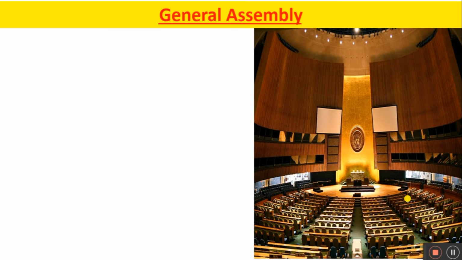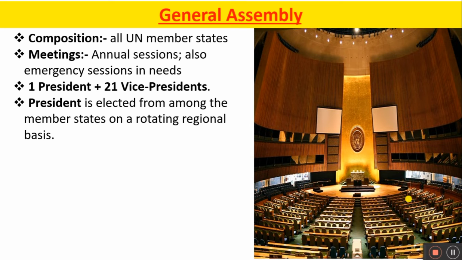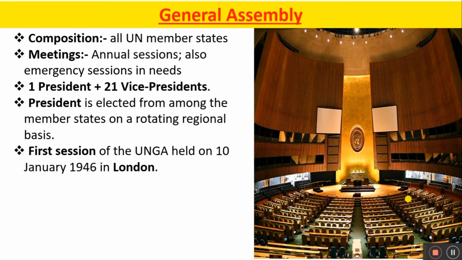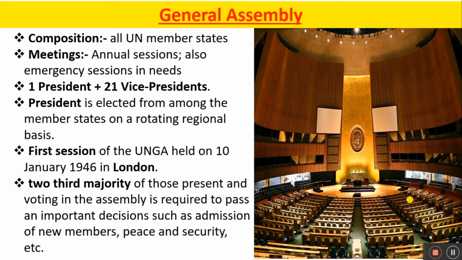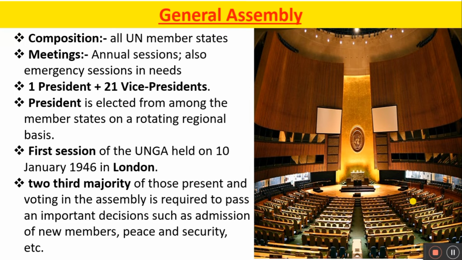General Assembly. It is composed of all the UN member states. It holds sessions on an annual basis. Also, emergency sessions are called by the General Assembly when required. It is headed by the President and he is assisted by 21 Vice Presidents. The President is elected from among the member states on a rotating regional basis. The first session of the United Nations General Assembly was convened on January 10, 1946 in London. The important decisions are made by the General Assembly with the 2/3 majority of those present and voting in the Assembly. The important decisions include the admission of new states to the UN, peace and security.